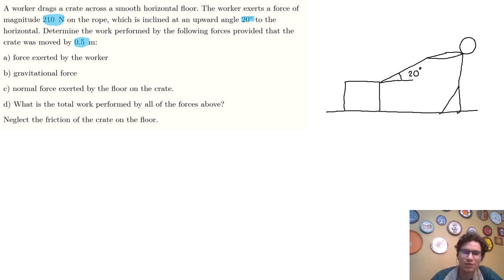And all the forces we can draw in this diagram are, first, the gravitational force, well, the weight basically of the crate. We'll have a normal force perpendicular to the surface, normal force. We'll have the force of the worker.